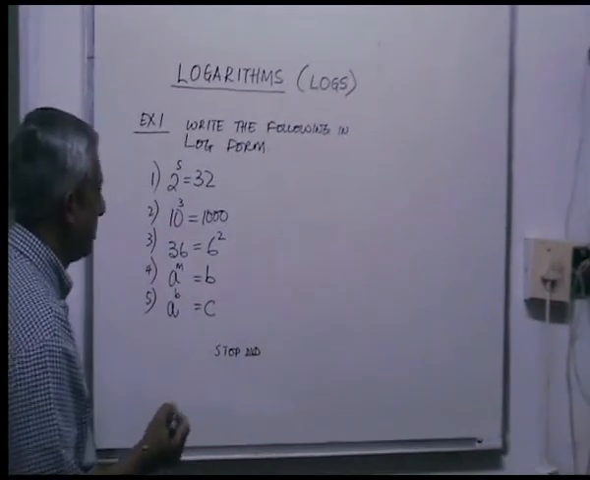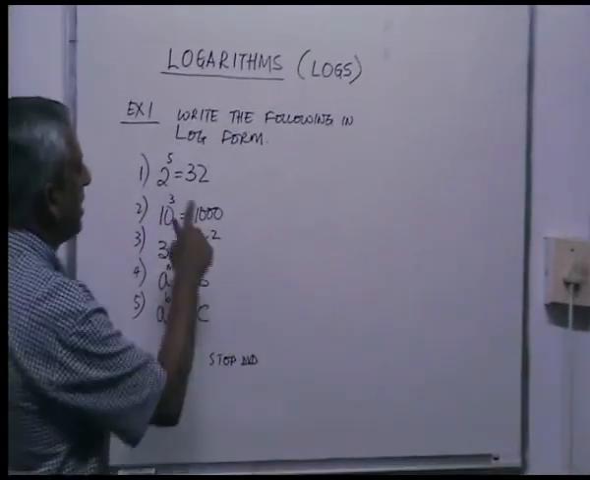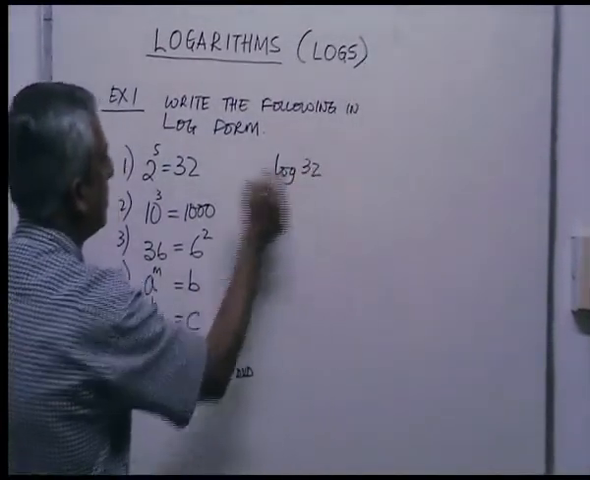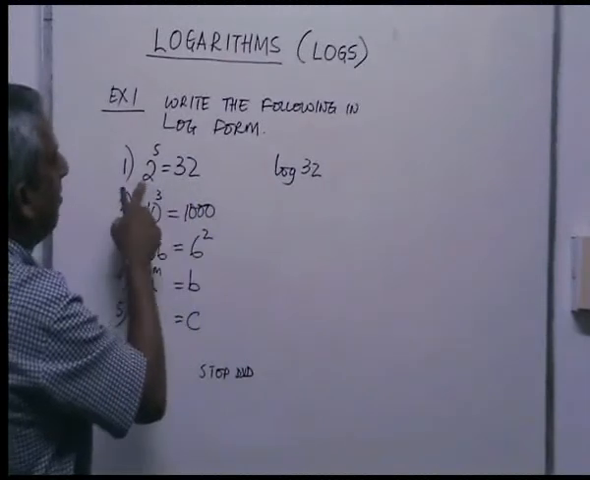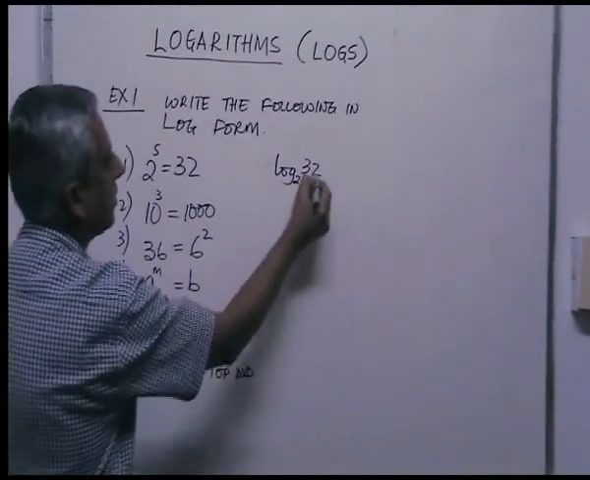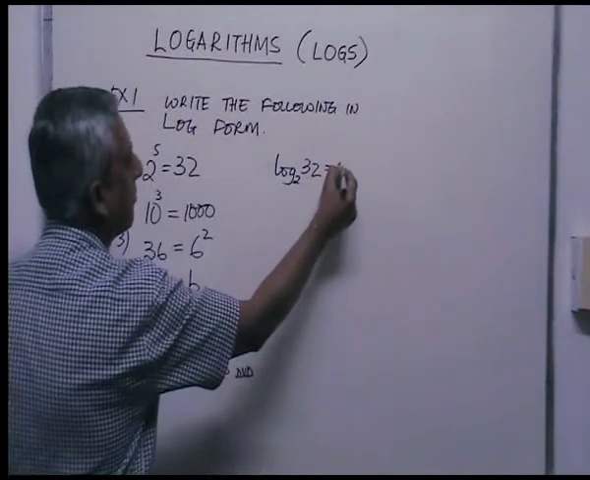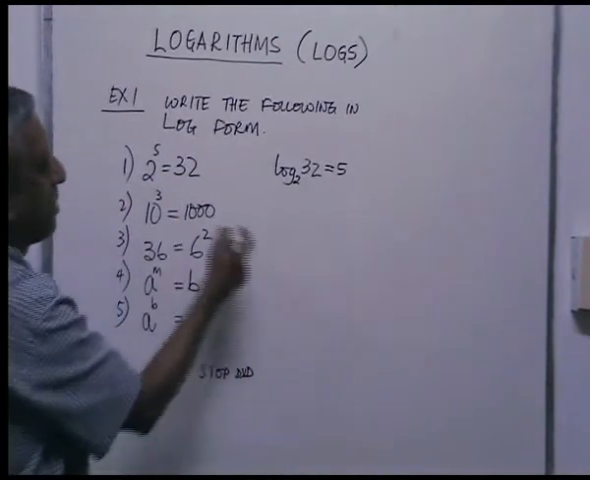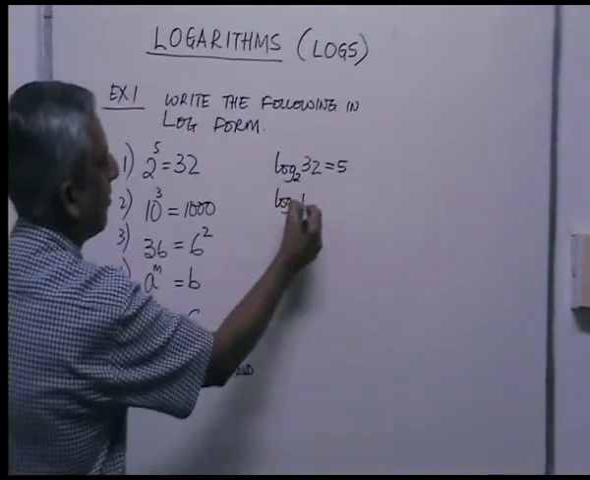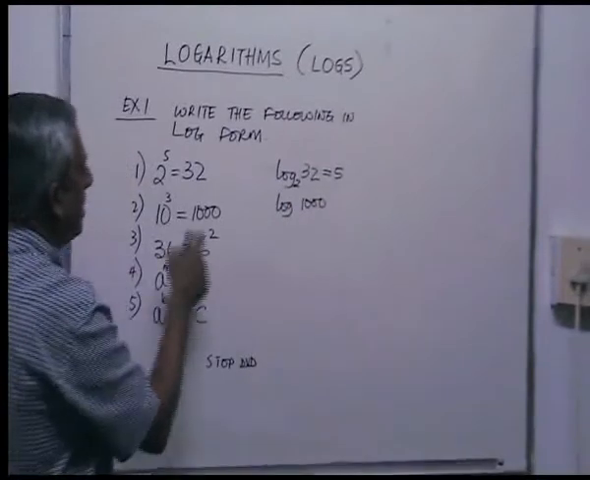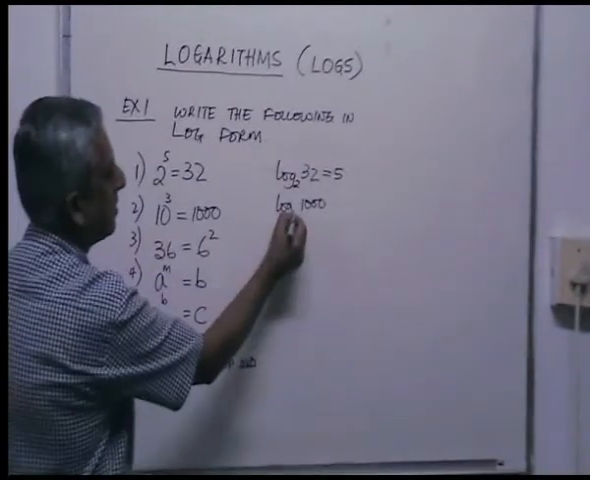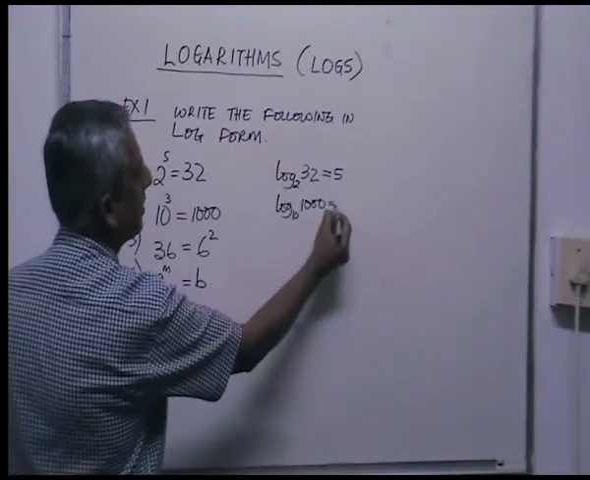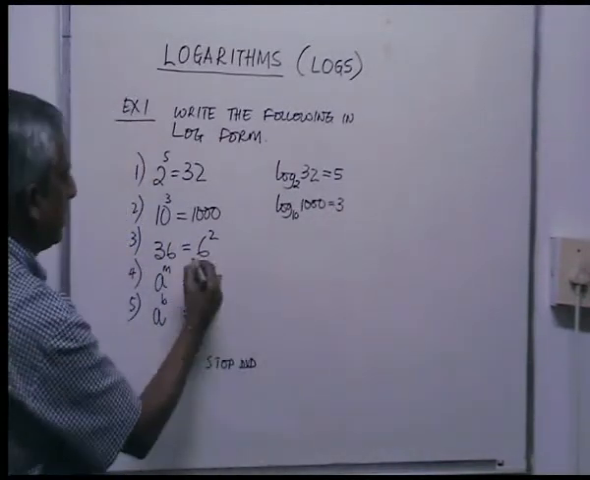Right, welcome back. So you tried them and hopefully you got them all right. So the answer for number 1 would be the log of 32. You see the number is 32, to the base 2. The base is 2, is equal to 5. Number 2, the log of 1000. The number is 1000. Log of 1000 to the base 10 is equal to 3.